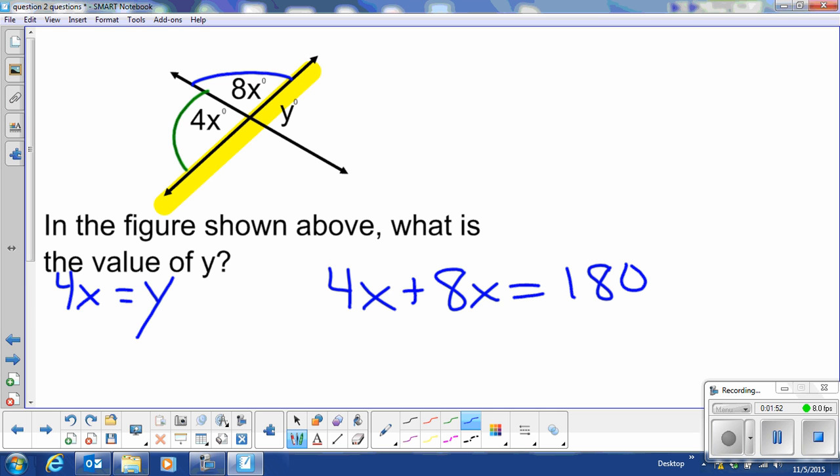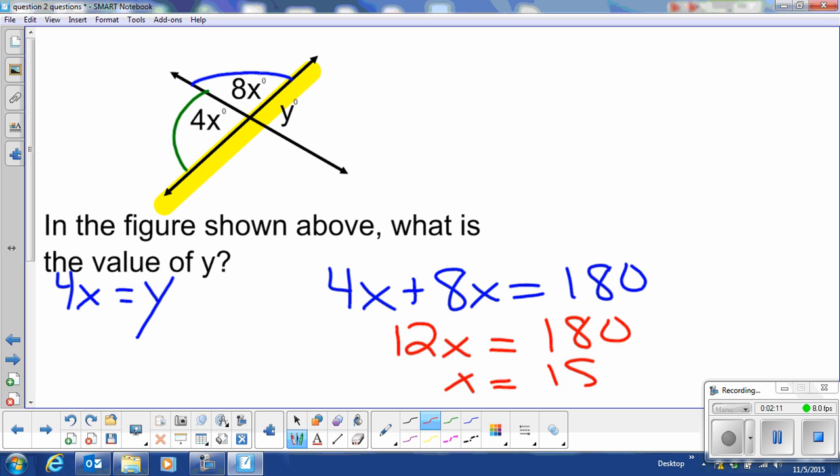And if I were to solve this equation, that would give me the value of x, which I could then plug back in over here, which would give me a numerical value for y. So that sounds like a good plan. So I'm going to take the equation that I set up and put together like terms. 4x plus 8x equals 12x. When I divide by 12, it gives me 15.